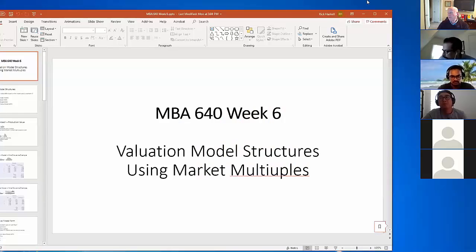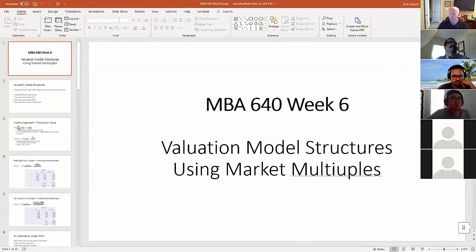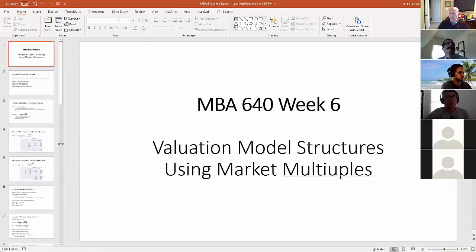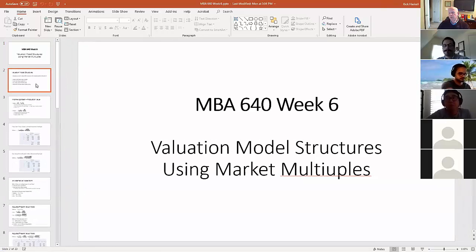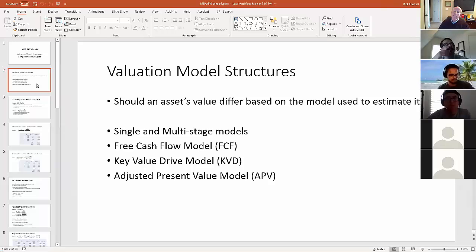So I'm going to go ahead and continue sharing my screen here. And I want to walk back through with whatever detail we need to in order to make sure that we're all on the same page with the different valuation structures.